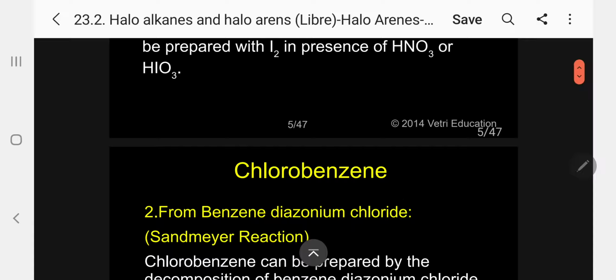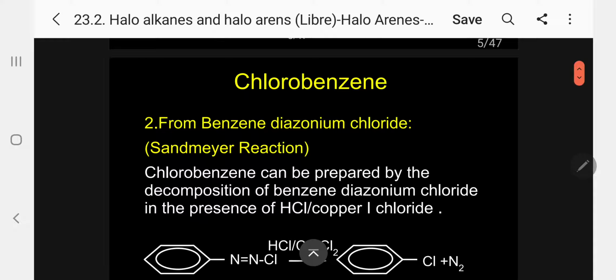Kindly follow. The next, second method, from benzene diazonium chloride we can prepare chlorobenzene. The name of this reaction is Sandmeyer reaction. Kindly memorize what is Sandmeyer reaction. One among the following reactions is called Sandmeyer reaction. Question can be asked.